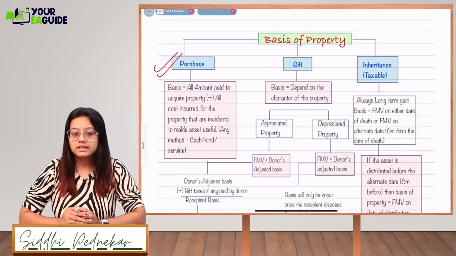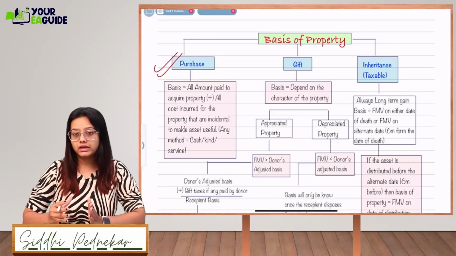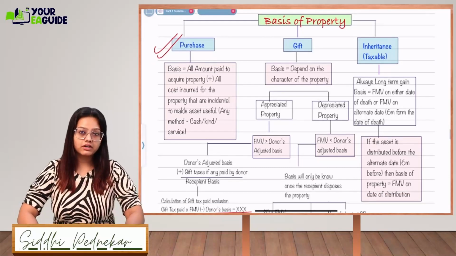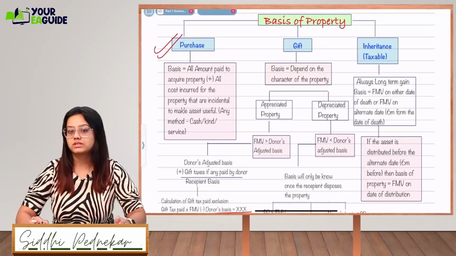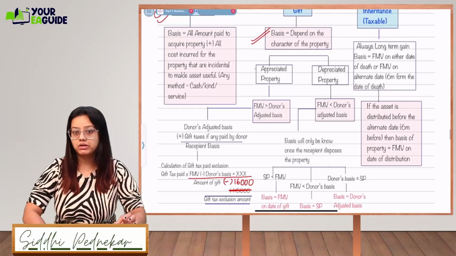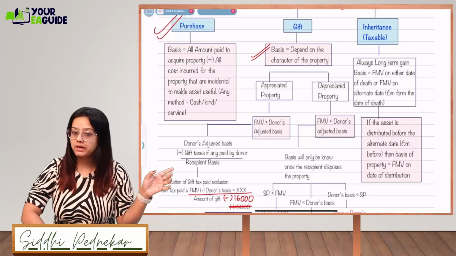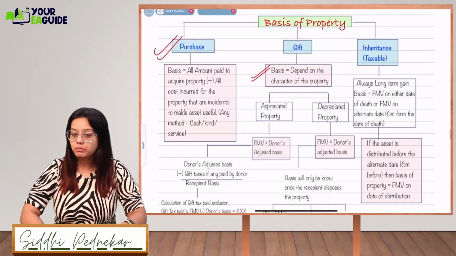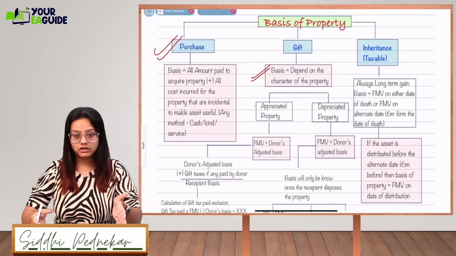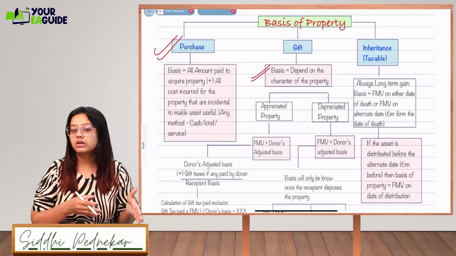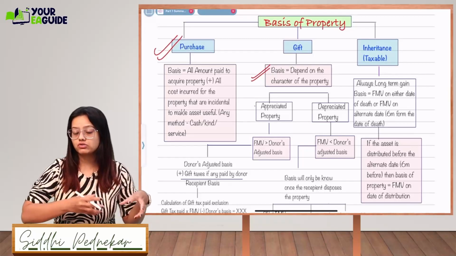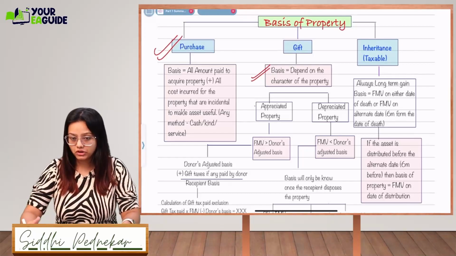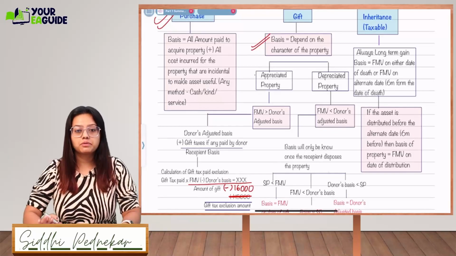Okay guys, next is if you get the property in the form of a gift. Someone gifted you the property, and the basis of that property will depend on two things. One is appreciated property and second is depreciated property. So what do you mean by appreciated property? If the FMV of the property on the date of gift, the market value of that gift, is higher as compared to the donor's basis, whoever is going to give the property, you compare his basis with the FMV. If the FMV is higher, that is called appreciated property.